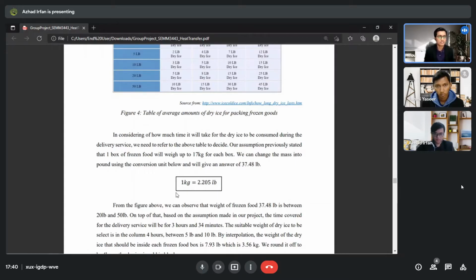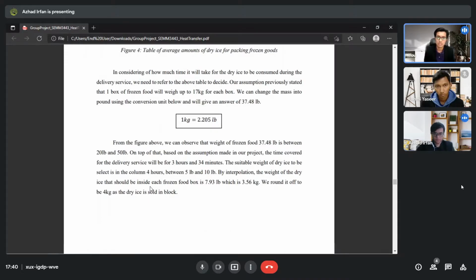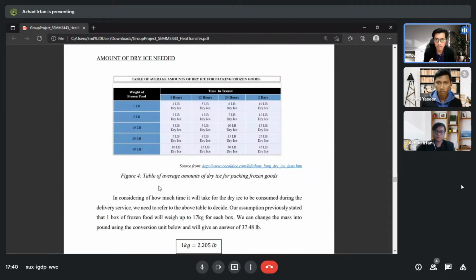Okay. Next, we also need to consider the time, which is the distance between Johor Bahru to Kuala Lumpur. So as what we assumed previously, the distance is 335 kilometer, which takes about 3 hours and 34 minutes. So if we look at the table again, we can see that the distance is near to 4 hours, and also the weight is between 20 pound and 50 pound.